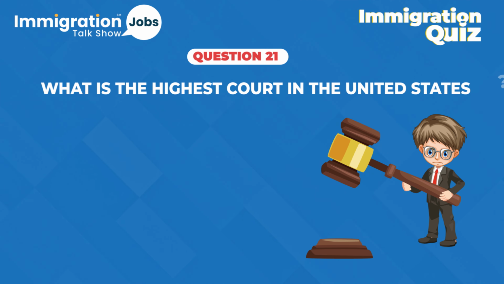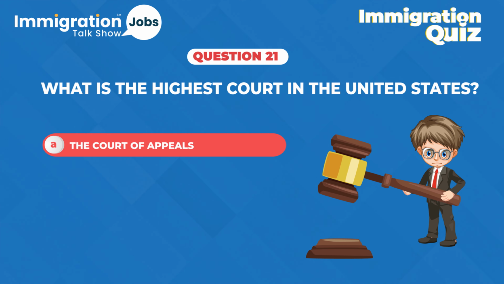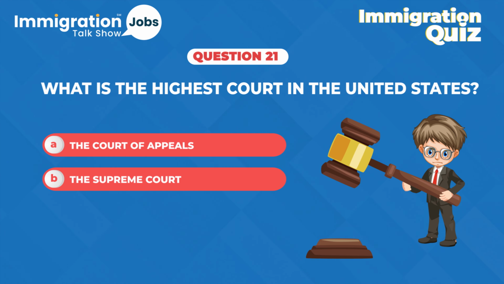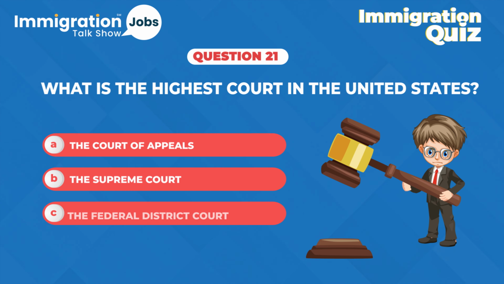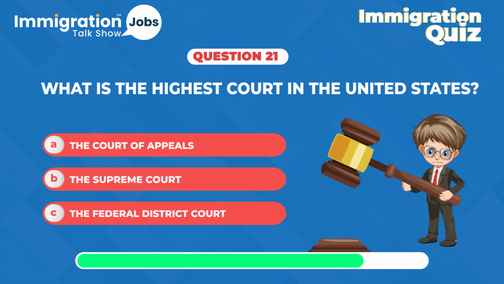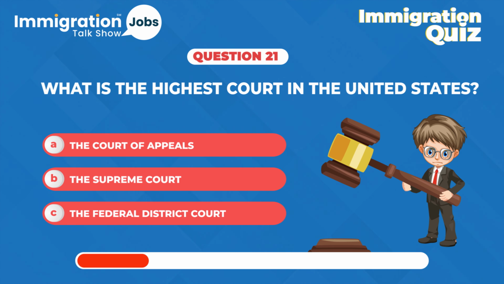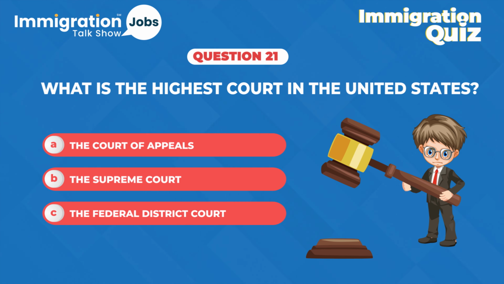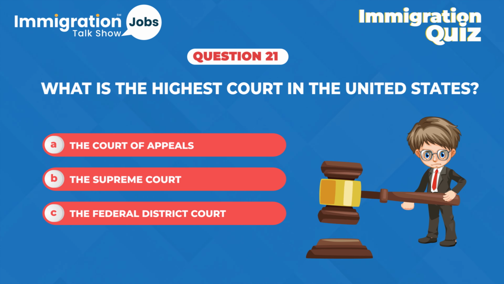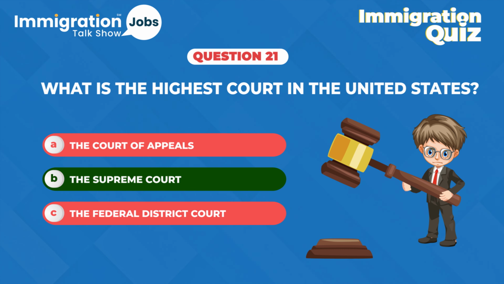What is the highest court in the United States? Option A, the Court of Appeals. Option B, the Supreme Court. Or option C, the Federal District Court. And the correct answer is option B, the Supreme Court.